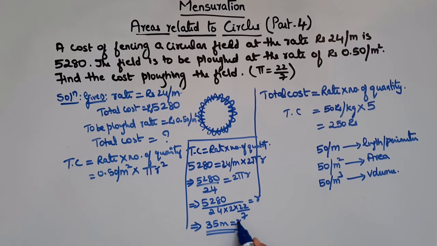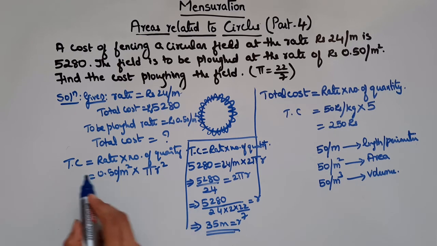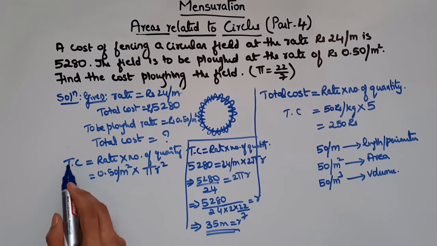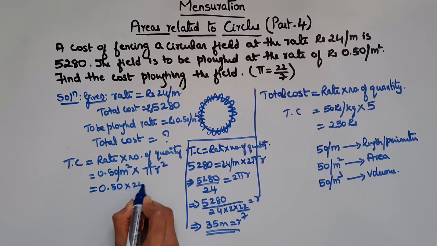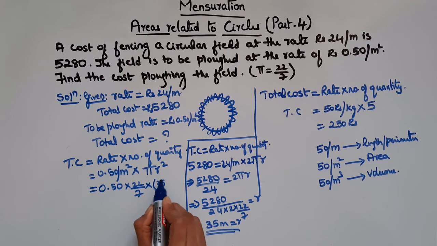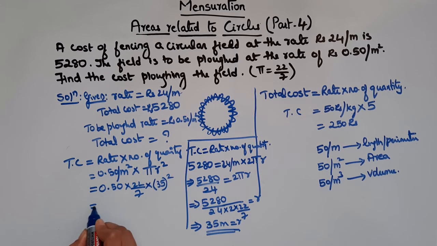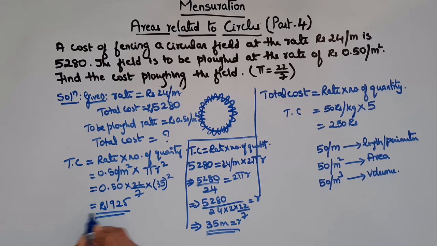So now that we got the radius of the circular field, we can put the value of r in this equation and find the total cost of plowing the field, which is equal to 0.50 into 22 by 7 into r, here 35, the whole square, which when you simplify will give you 1925. So this is nothing but your total cost. So total cost is rupees 1,925 for plowing the field. I hope this is clear.